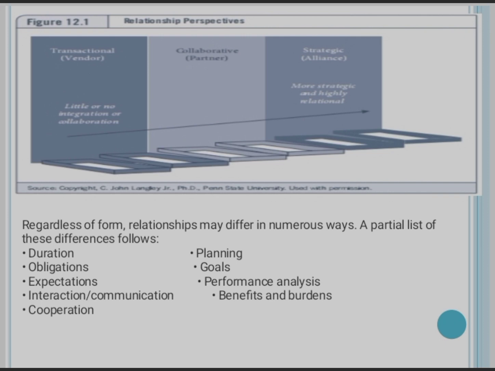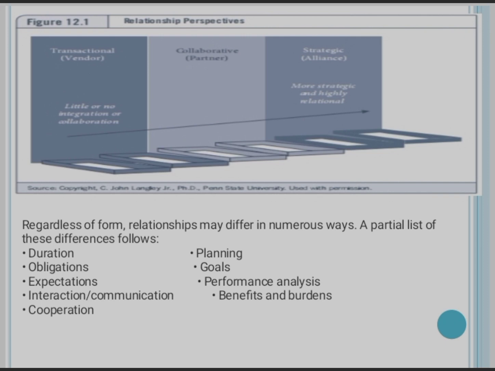Next, expectations. Each party may have different expectations regarding the outcomes and results of the relationship. It is important to align these expectations to ensure a successful collaboration. Next, interaction or communication. The level and frequency of communication and interaction between the parties can differ. Effective communication is crucial for smooth coordination and problem solving.